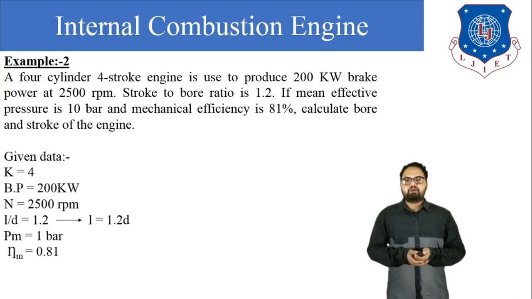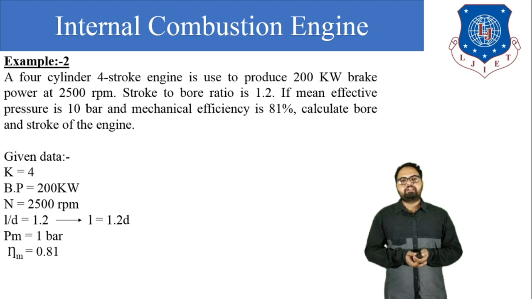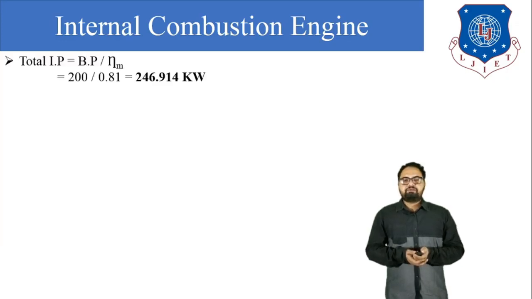So the number of cylinders is 4, brake power is 200 kilowatt, the RPM is 2500, length by diameter ratio is 1.2, that means L is equal to 1.2 multiplied by D. Mean effective pressure is 10 bar, so we can rewrite it as 10 into 10 raised to 5. Mechanical efficiency is 0.81, and we need to find the bore D and stroke L of the engine. So let's start. We know that L and D come in the equation of indicated power, so first of all we need to calculate the indicated power.